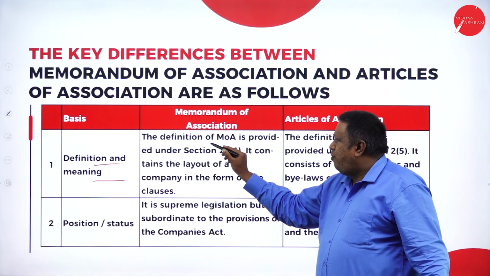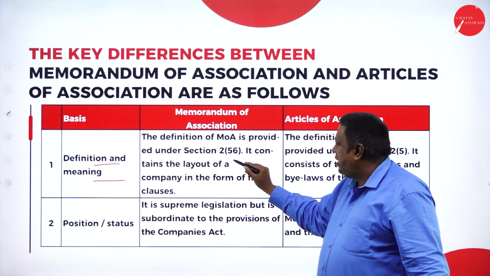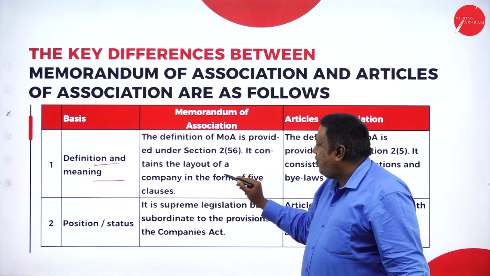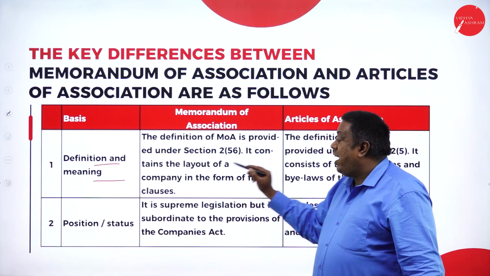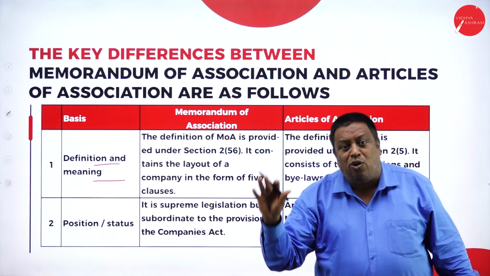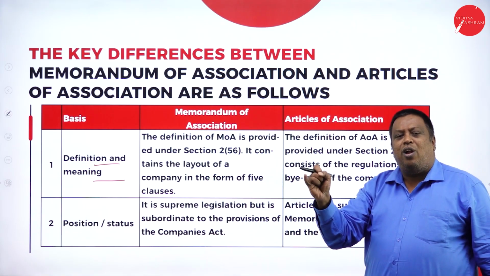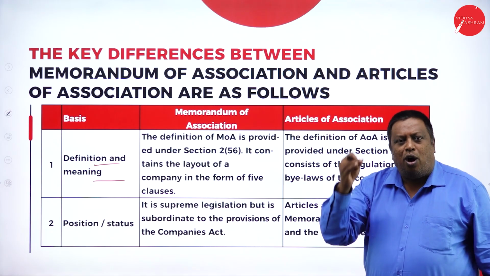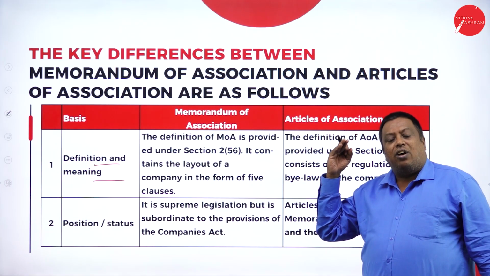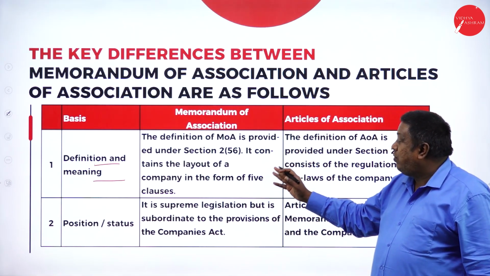The definition of Memorandum of Association is provided under Section 2, Subclause 56. It contains the layout of a company in the form of 5 clauses. It means the Memorandum of Association is a document which is framed with 5 clauses: name clause, capital clause, object clause, and next, association clause, subscription clause. These are the clauses that we have.